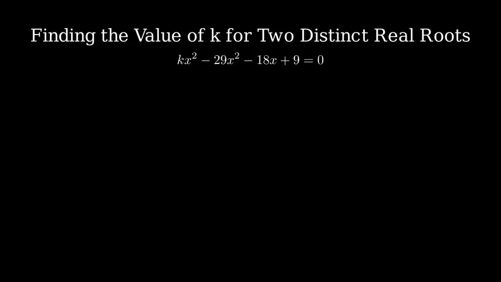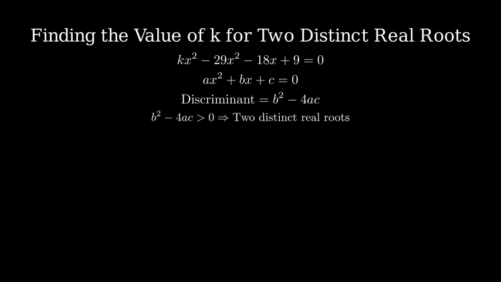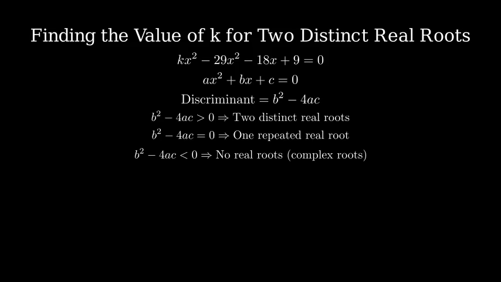Before we dive into the solution, let's first understand what determines whether a quadratic equation has two distinct real roots. For a quadratic equation in the standard form ax squared plus bx plus c equals 0, the discriminant b squared minus 4ac tells us about the nature of the roots. If the discriminant is greater than 0, we have two distinct real roots. If the discriminant is equal to 0, we have exactly one real root, a repeated root. And if the discriminant is less than 0, we have no real roots, two complex conjugate roots.